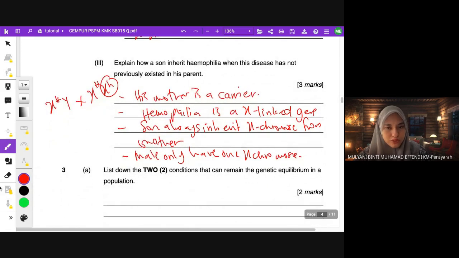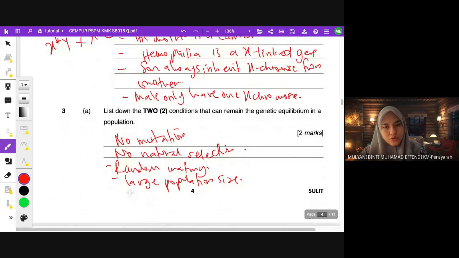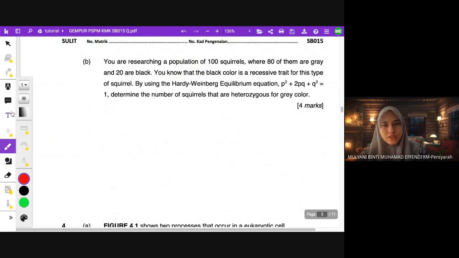So list two condition that can remain the genetic equilibrium in the population. So antaranya adalah no mutation. So no natural selection. Dan ada lagi no random mating. And then large population size. Lepas tu apa lagi? No migration.